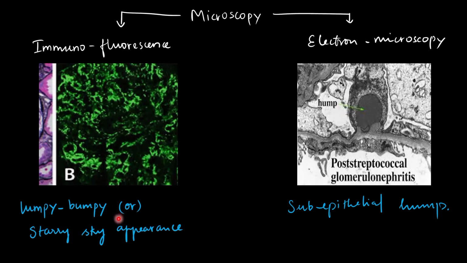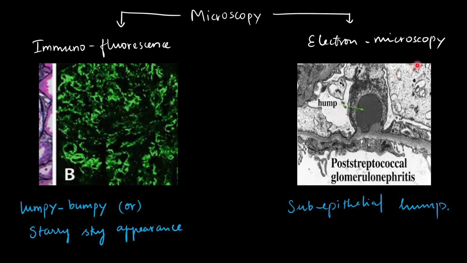It is because of the immune complex. You can see some chaotic appearance of immunofluorescence. It is due to the immune complex deposition. And in diseases which do not involve immune complex deposition, in immunofluorescence it will appear as a linear pattern. When there is immune complex deposition, it will appear as this lumpy, bumpy pattern. So from immunofluorescence, we can identify this immune complex deposition as lumpy, bumpy or starry sky appearance.